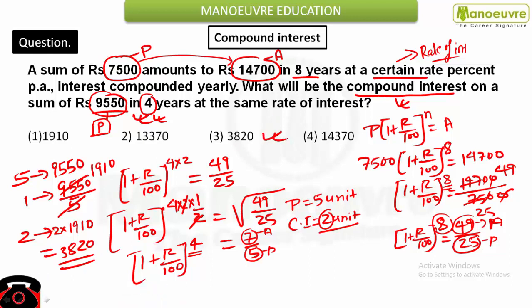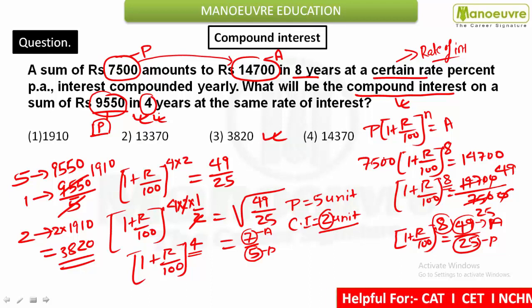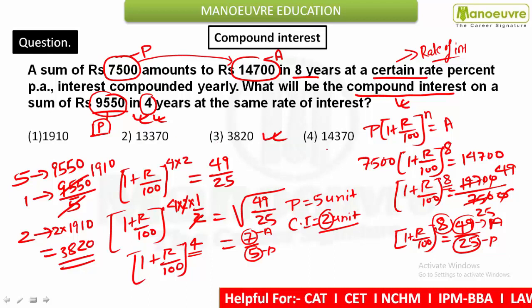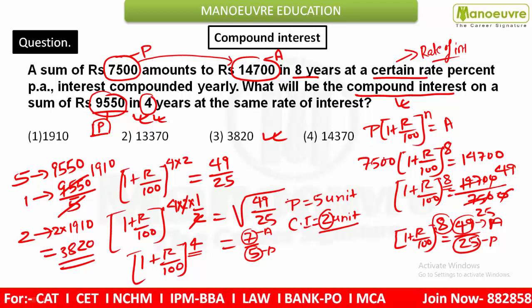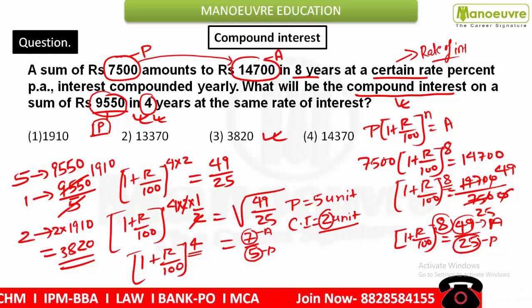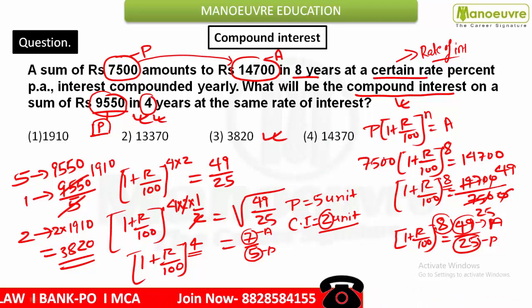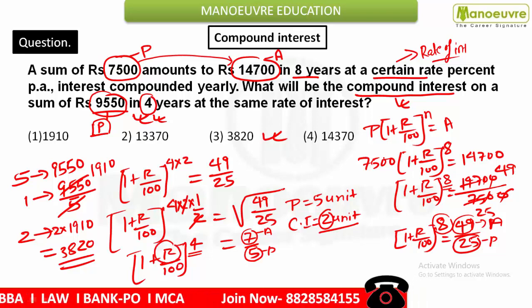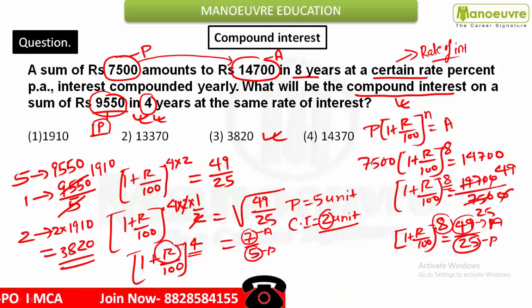Hope you are getting it. First of all, you have to find the ratio for 4 years, because here it is asking about 4 years, and after that you just have to compare the units and you will get the compound interest. Okay. So hope you are clear. This was one of the important questions from your syllabus.